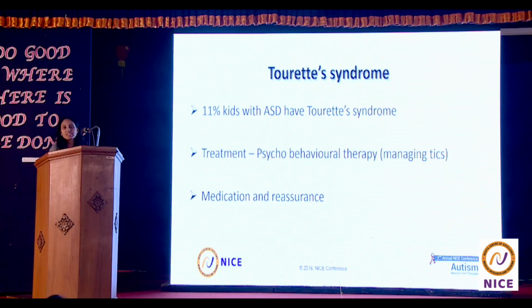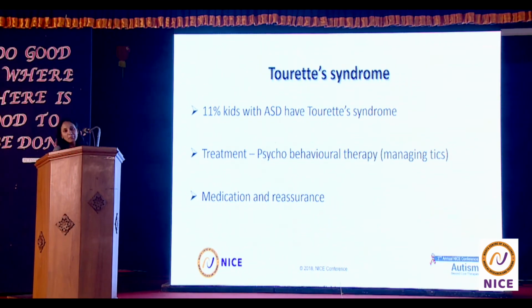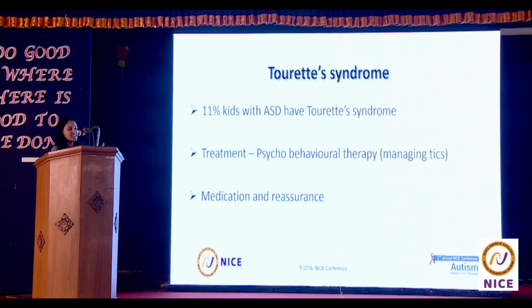Tourette syndrome, which is a combination of motor and vocal tics. 11% of autistic kids have Tourette syndrome. The treatment is psychobehavioral therapy. But if any child has Tourette syndrome or mild tics, and it is not affecting their level of functioning, we don't have to treat it. But most of the time, what happens is the child gets bullied at school. So in that case, we have to intervene.